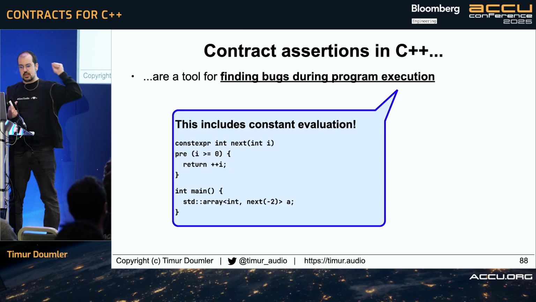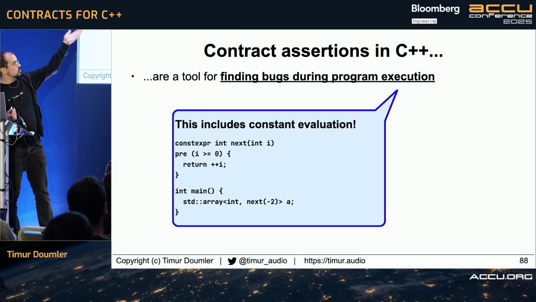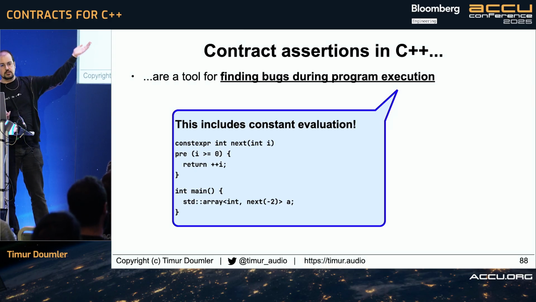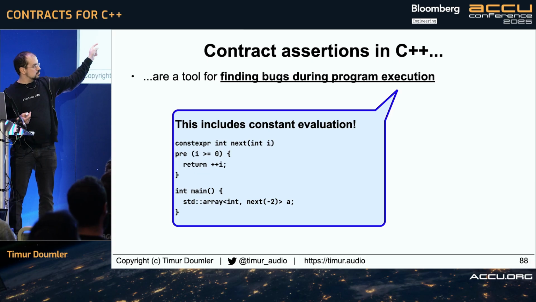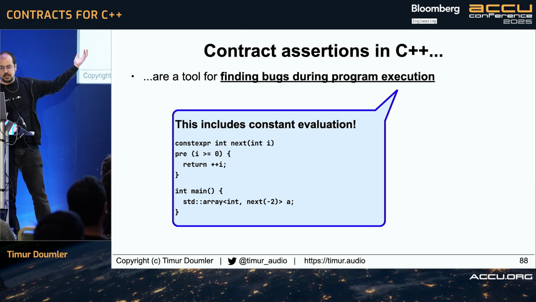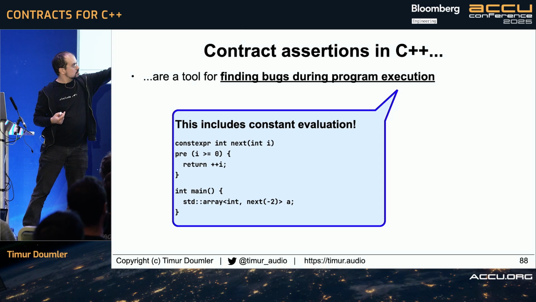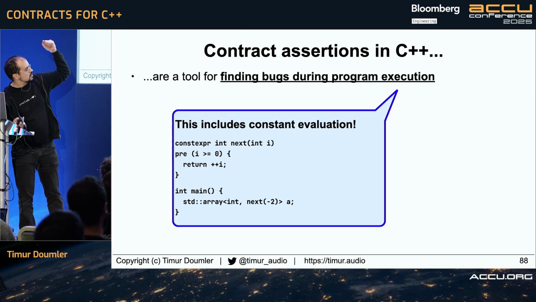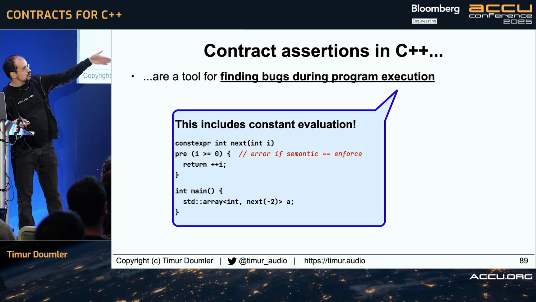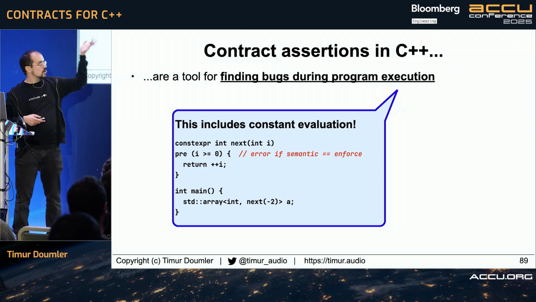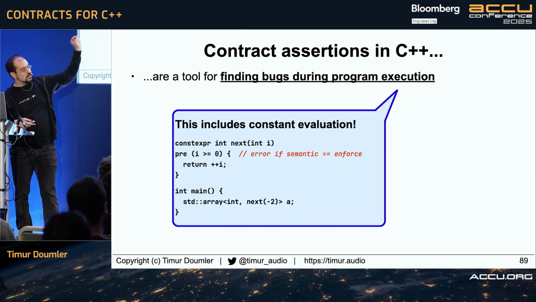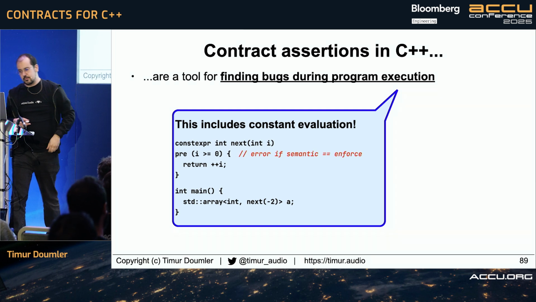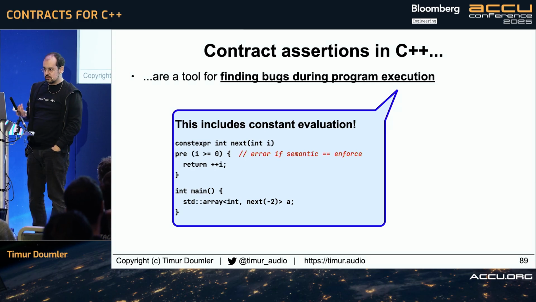So if you have a constexpr function, and you put a precondition on it, and then you call that in some manifestly constant evaluated context, like for example, you call it in order to establish a template argument here, then if the semantic that you chose is enforce, you will get a compile error. When constant evaluation hits that line of code, you will get an error at compile time. But that's still part of program execution.